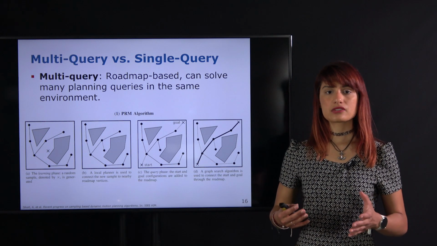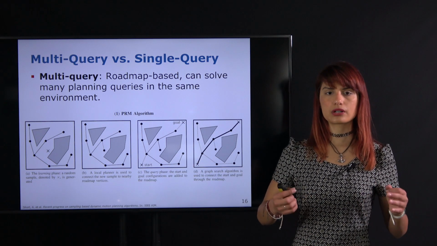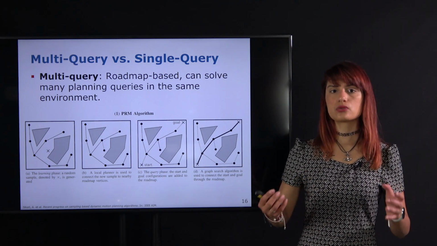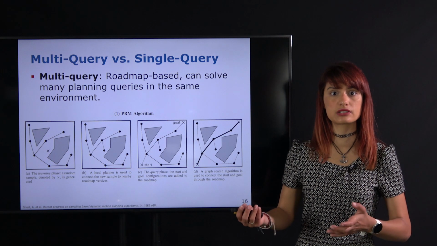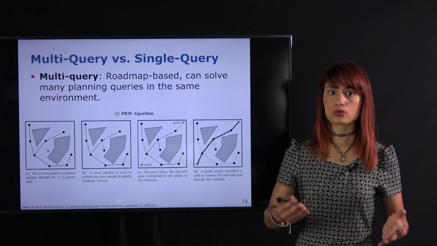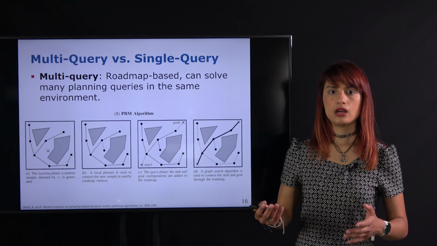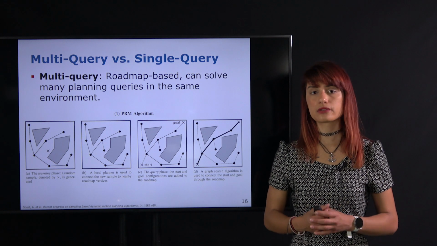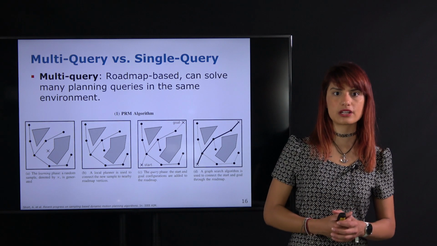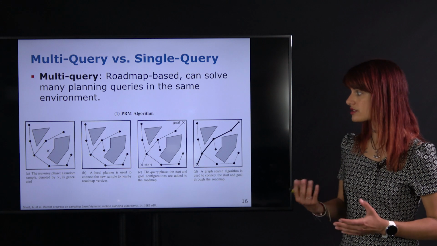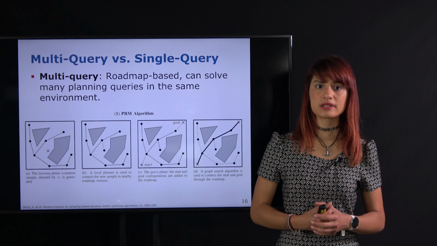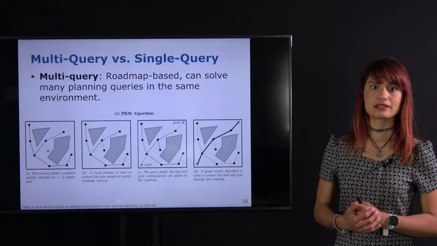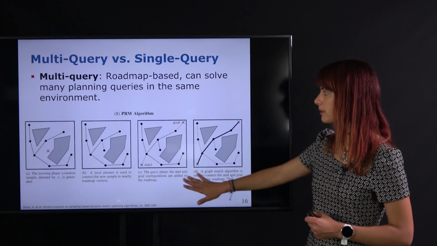So we usually invest quite a lot of time in capturing the connectivity of the free space using a roadmap. Then, assuming that the environment doesn't change, so it is static, and that the robot model is also unchanged, we can repeatedly query the same roadmap for different planning problems, so for different start and different goal configurations. And this could be useful in static environments, as we said. One example that we look at in detail in this lecture is the probabilistic roadmap.